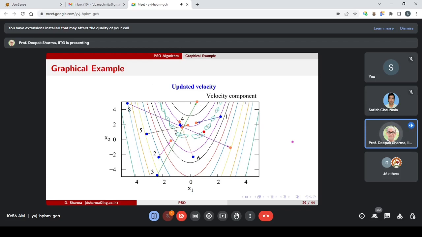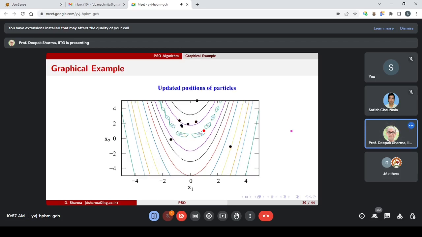Then the velocity component. If we combine all three components of the velocity, the resultant velocity I am showing you with the help of these arrows. So how are the solutions moving? For example, if I take solution number 2, this blue point is going to move to this particular orange point with the help of this velocity component, which is shown as an arrow. Similarly, all the particles are shown. Then this will give me the updated position. So these black dots are the updated positions.